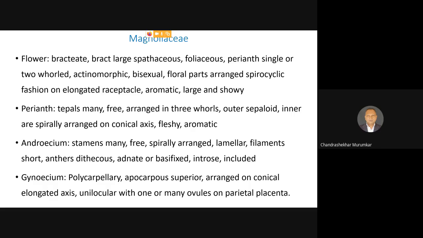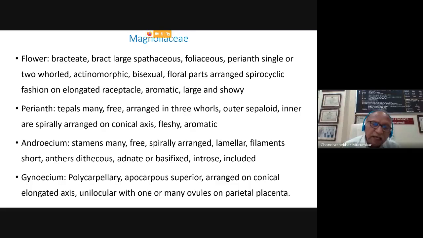And the inner ones are spirally arranged, much larger, and corolla-like. They are spirally arranged on a conical axis, so the arrangement of this perianth is also a spiral arrangement. Generally, these are fleshy, larger, and aromatic.